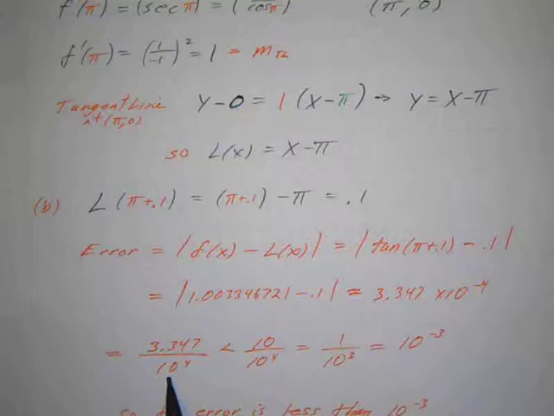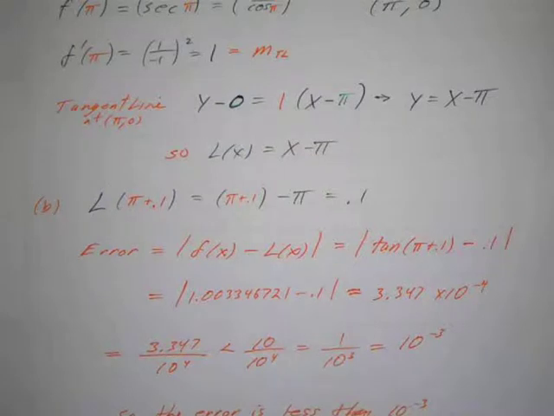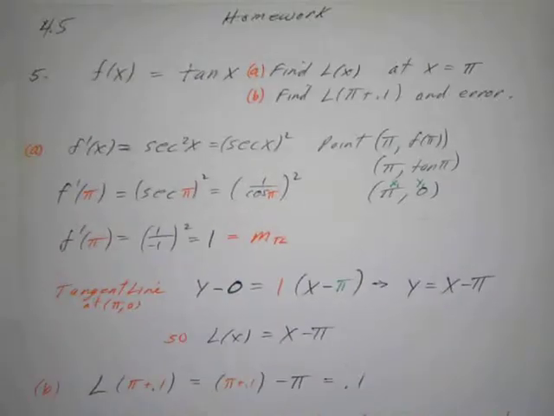I could write this as 3.347 over 10 to the fourth. This is less than 10, so one of these cancels, and it becomes 1 over 10 to the third, or 10 to the minus 3. So the error is less than 10 to the minus 3. So not too bad. Hopefully that makes sense. If it went fast, go back and review it. I don't think it was too difficult.